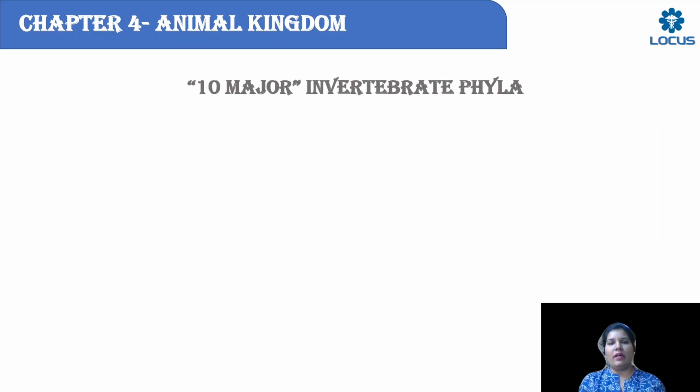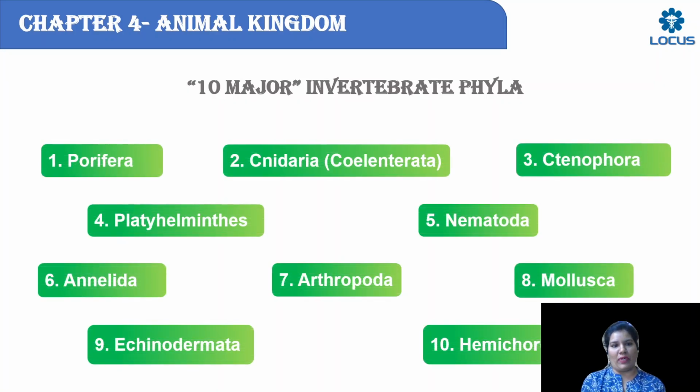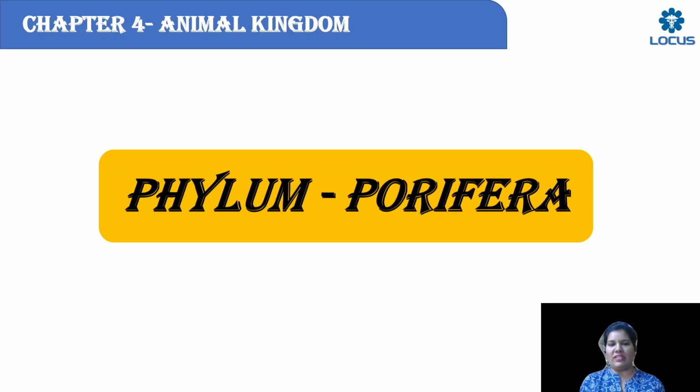Now, as I said, I'm going to talk about one phylum. So before that, let me give you the 10 major invertebrate phyla. Under invertebrate phyla, you have 10 major phyla, and these are all the 10. If you look into it, the first one is Porifera, second is Cnidaria or Coelenterata, third one is Ctenophora, the fourth phylum is Platyhelminthes, fifth one is Nematoda, sixth is Annelida, seventh is Arthropoda, eighth is Mollusca, ninth is Echinodermata, and tenth is Hemichordata. Now, are we going to learn all this? No, we are just going to concentrate on this one phylum, and that is Porifera.